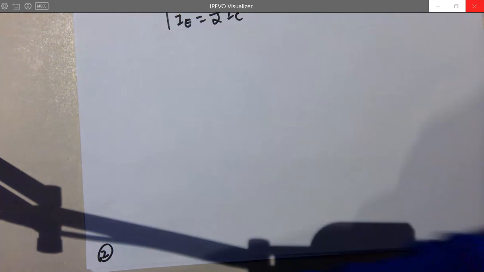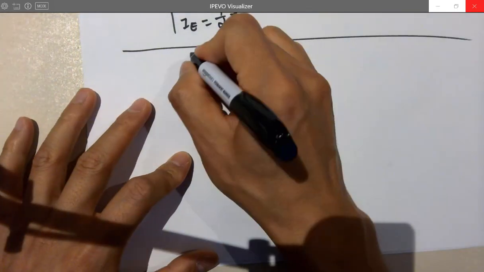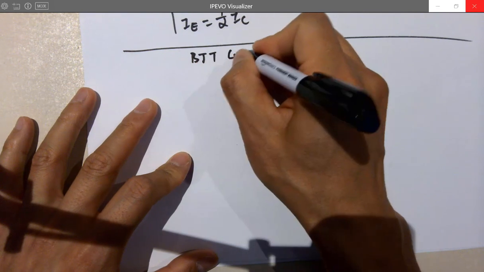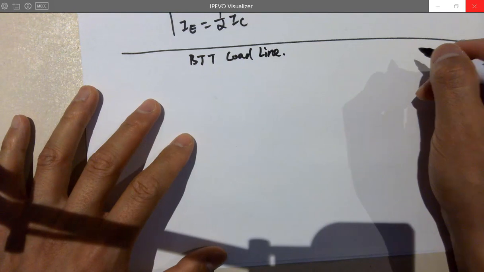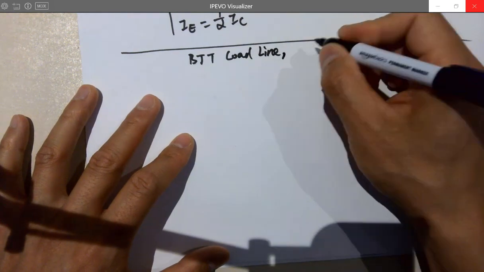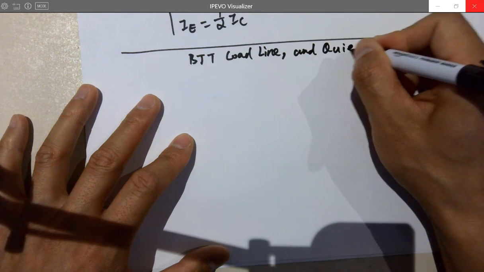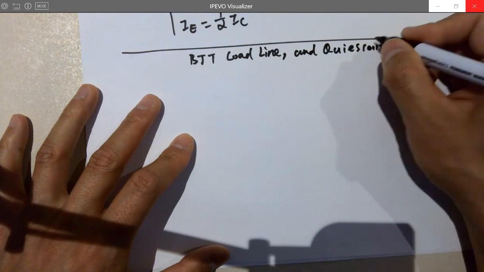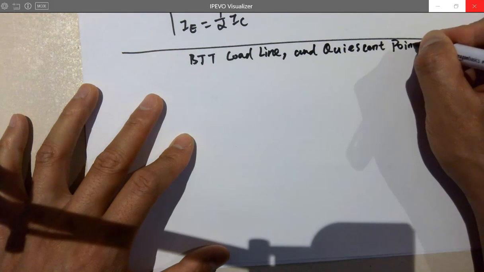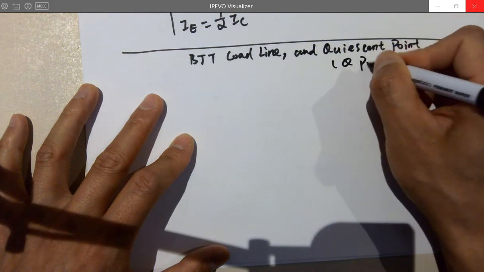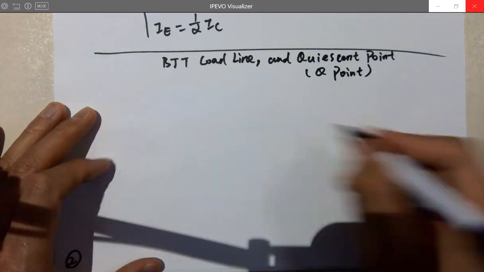Another thing you need to know, important: BJT load line and Q point, the quiescent point, or Q point. So what is a load line here?